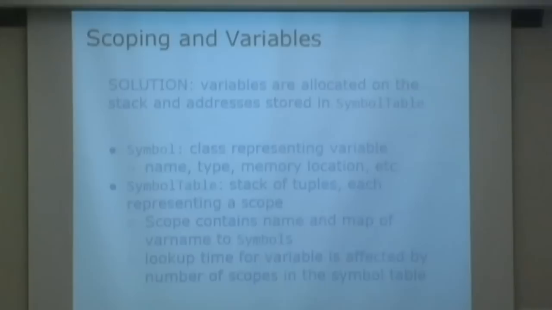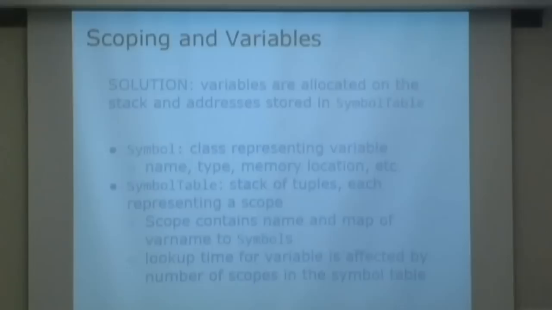The way that we get around this issue is by introducing a level of abstraction. So variables are allocated on the stack, and we store the addresses of the variables in the registers themselves. So in order to keep track of a given variable at a given time, we need a symbol class, which basically contains the type, the variable name, the memory location, and some other metadata.